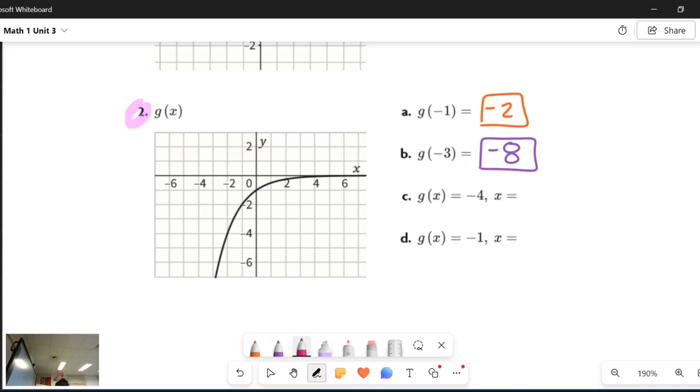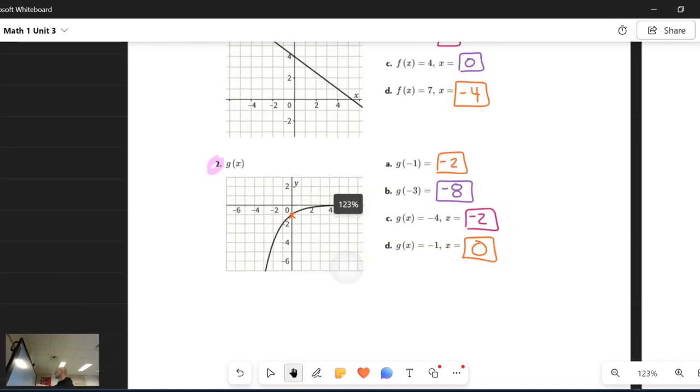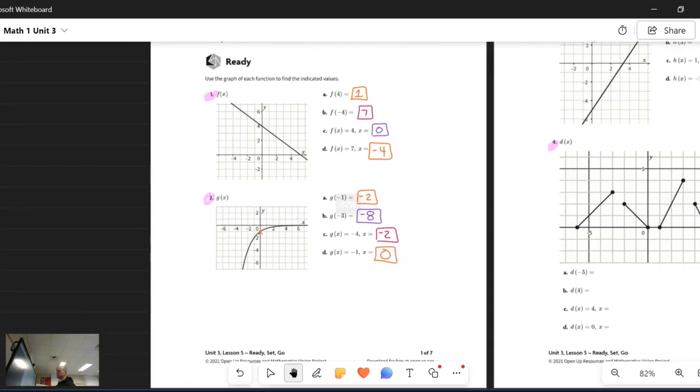We then get g of x is equal to negative 4. We're saying when y is negative 4, what's this? It's going to be equal to negative 2. And our last one is when y is negative 1. So that's here. What's our x value? Well, that's just going to be 0. Awesome. So not a whole lot different. That's very familiar stuff from what we did last class.